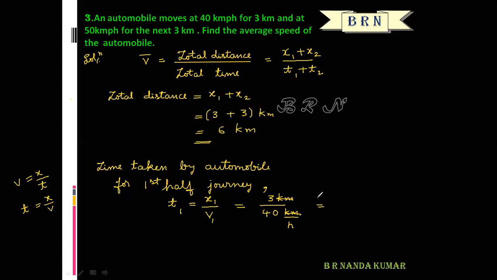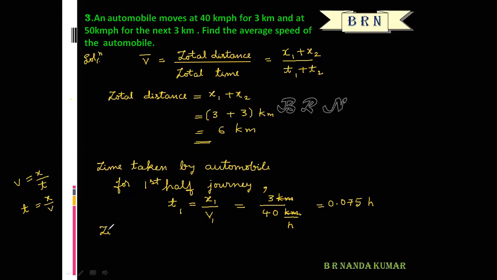What is the value of 3 divided by 40? 3 divided by 40 value is 0.075. What is the unit? Not second. This is hour. 0.075 hour.